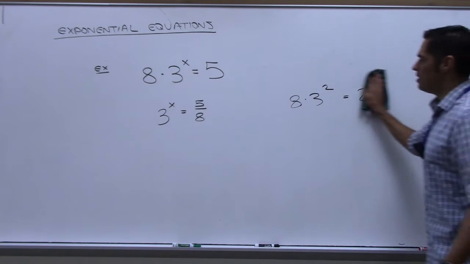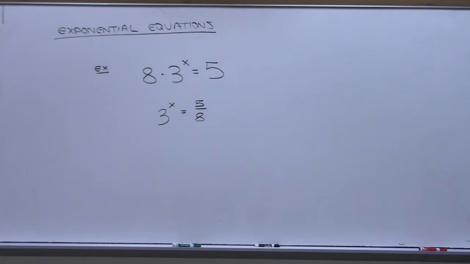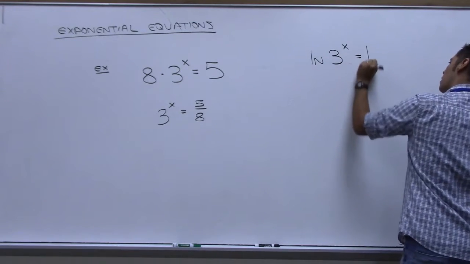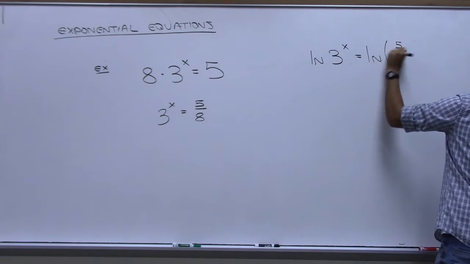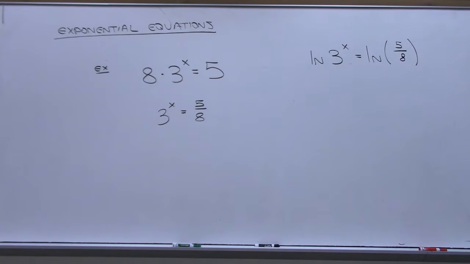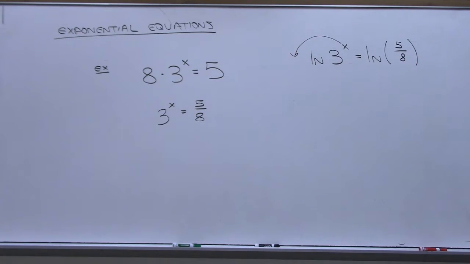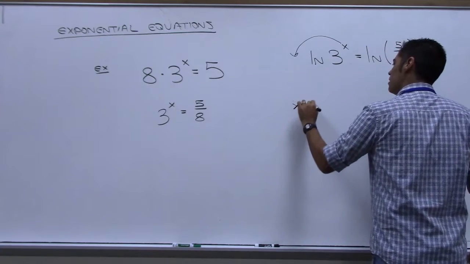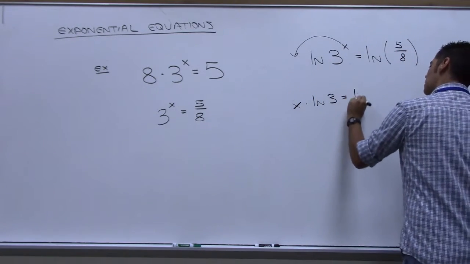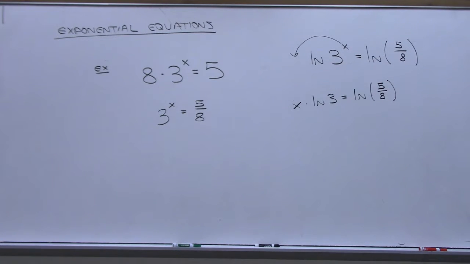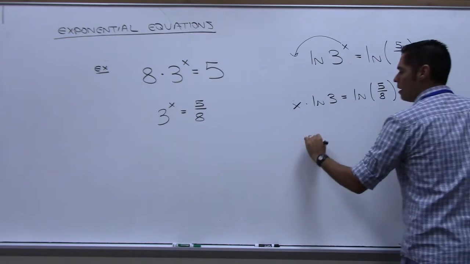Now, release the x. How are you going to release the x from there? Natural log, both sides, right? So natural log 3 to the x equals, now don't forget natural log of 5/8 over here. Right? The x pops out like this. You get x times natural log 3 equals natural log of 5/8. Now divide by natural log of 3.